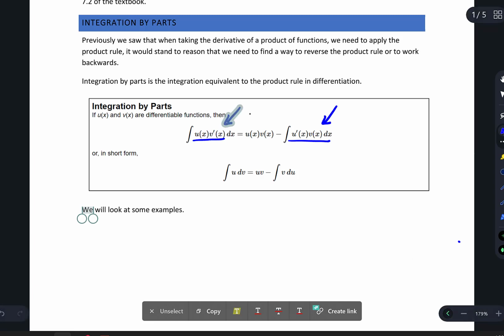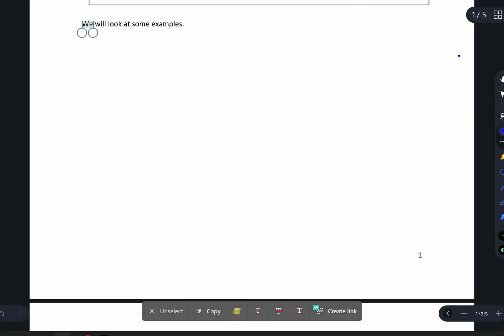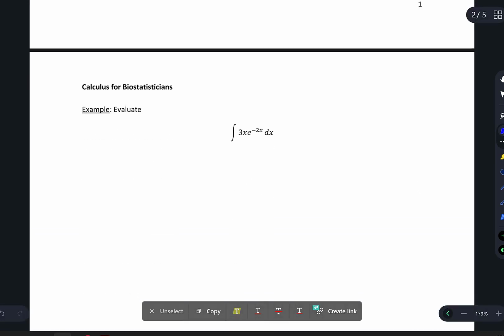Your book takes a look at how we could derive this based off of what we know about the product rule. And so I highly recommend, as always, reading through the chapter of your book and looking at that particular spot. Now we are going to look at some examples of how we can apply this rule.